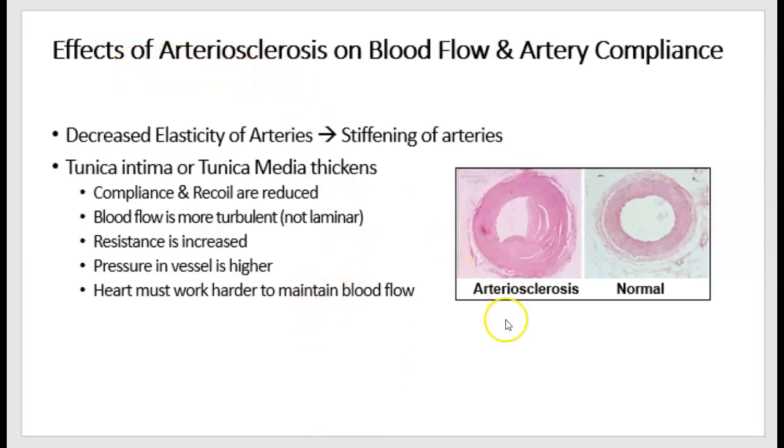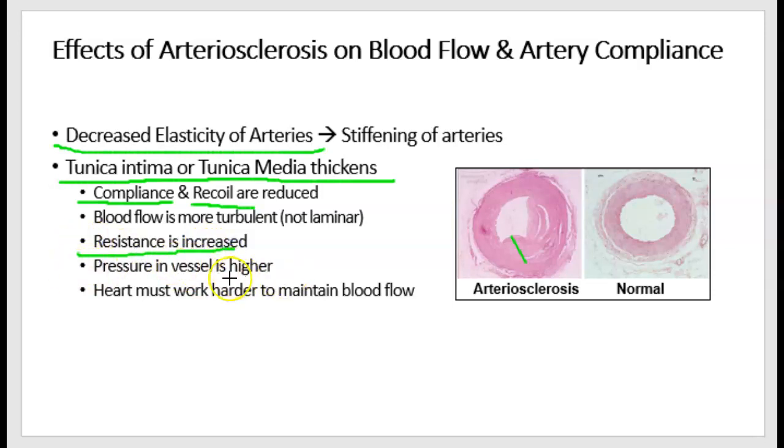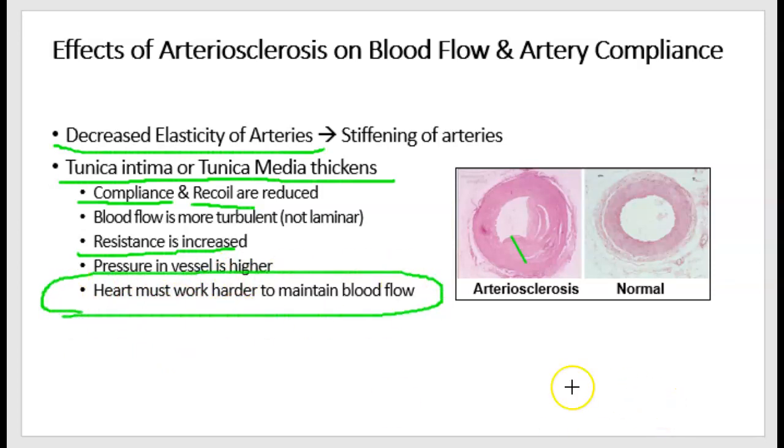So arteriosclerosis is a thickening of the tunica intima or tunica media, the inner two layers of the blood vessel wall. And that thickening causes a stiffening and the arteries become less elastic. So they're less compliant to surges in blood pressure and unable to recoil as well. And so the blood flow is more turbulent through the arteries, resistance is increased, blood pressure gets higher, but the bottom line is the heart has to work harder to maintain blood flow.